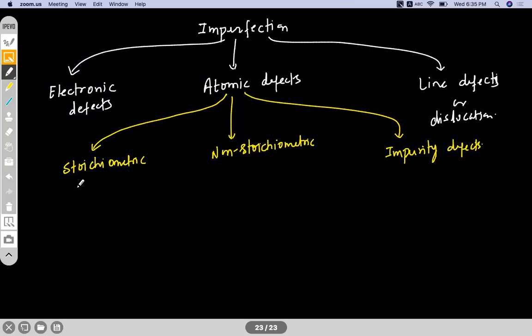Okay, stoichiometric defects, we have 4 different types. One is vacancy defect.